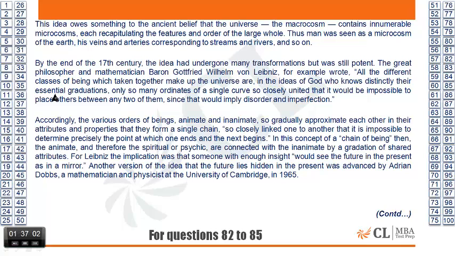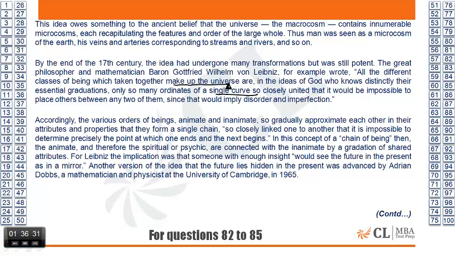All the different classes of being which taken together make up the universe are distinctly there is a single curve, something like that. So all are connected is what he's saying. Okay, let's say gradually approximate each other in their attributes and properties that they form a single chain, so closely linked to one another that it is impossible to determine precisely the point at which one ends and the next begins. In this concept of chain of being, then the animate and therefore the spiritual or psychic are connected with the inanimate by a gradation of shared attributes.